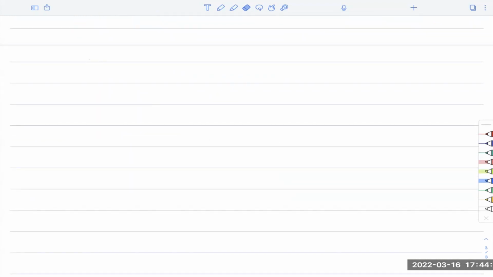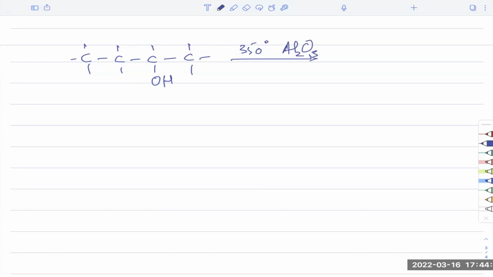Let's suppose I have this alcohol and I do it at 350 degrees Celsius, Al2O3. Go on, make two different compounds that can be made from this. So first one is water. Of course, we get water in both situations. I'm just asking, what two isomers are we going to get? We are going to get butene in both cases.